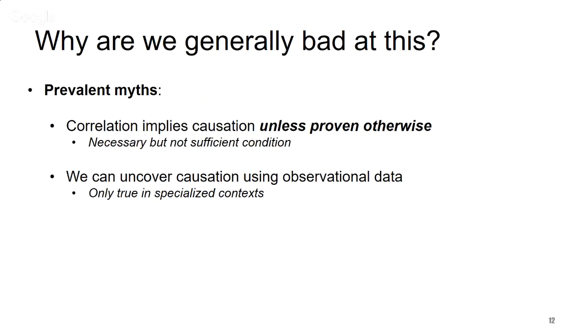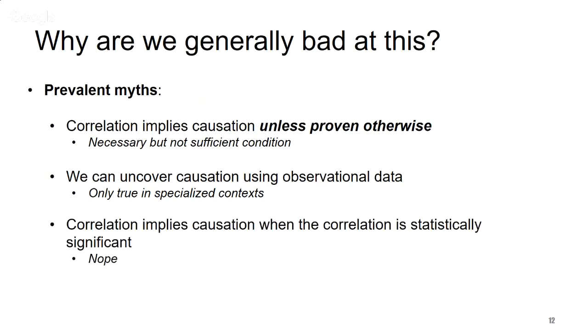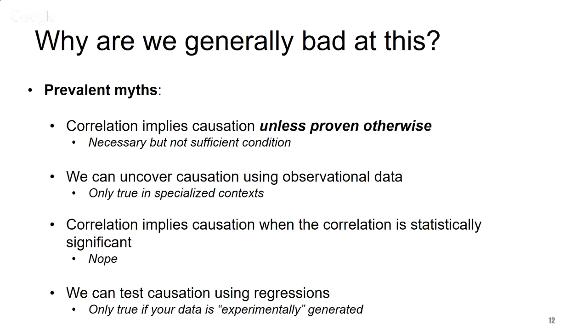I know in a previous talk, Chuan spoke about identification strategies. So you have these quasi-experimental settings as well, where you identify causation. Another myth: correlation implies causation when the correlation is statistically significant. That's just wrong. Statistical significance means entirely different things. And finally, particularly the way we think about regressions leads us to believe that you can test causation by running regression models. And again, that's not true unless your data itself is generated under some tight experimental controls.